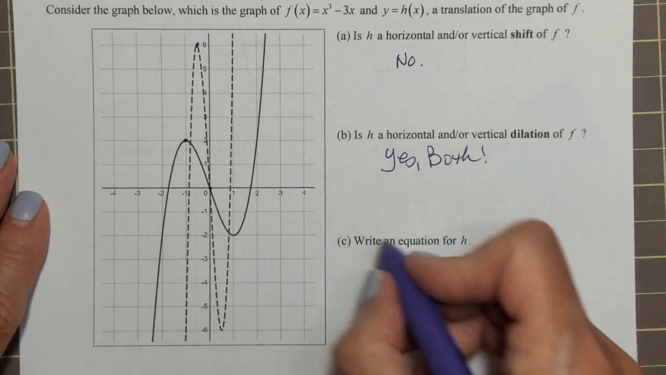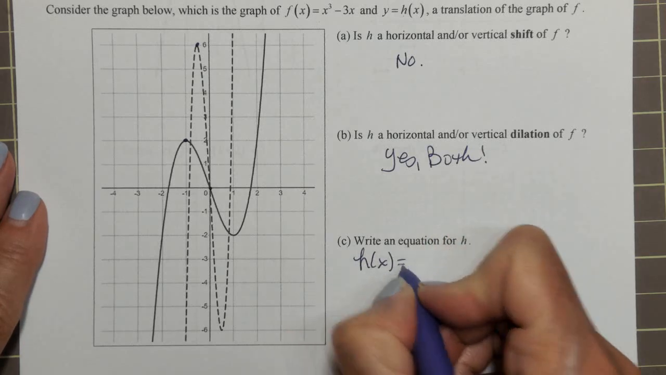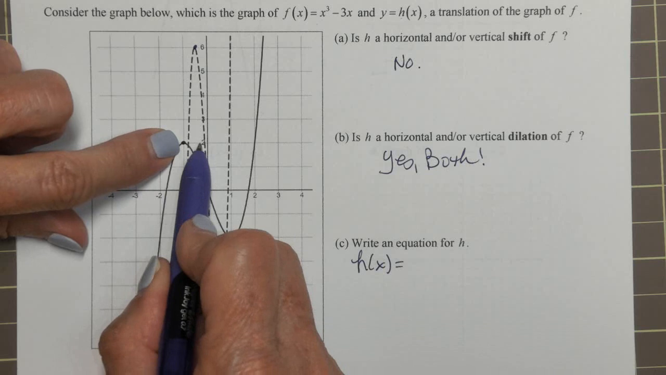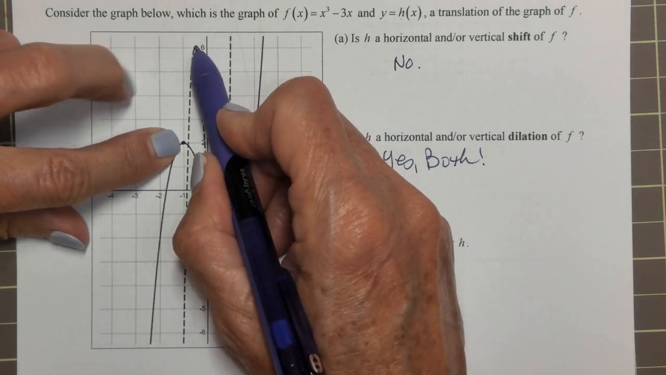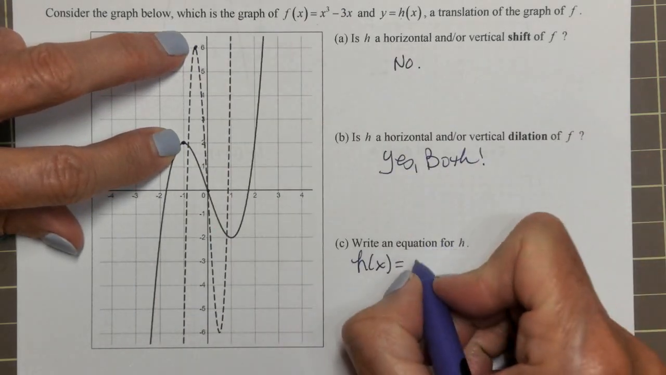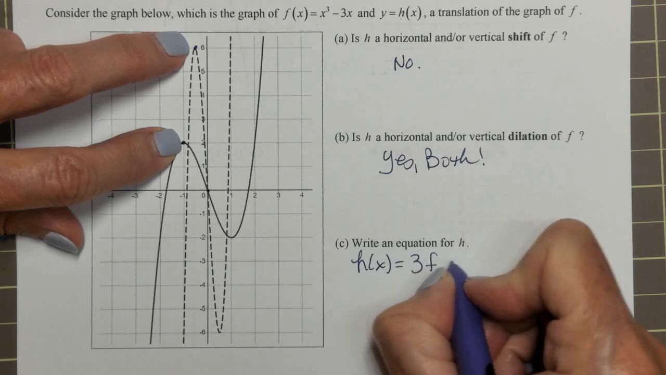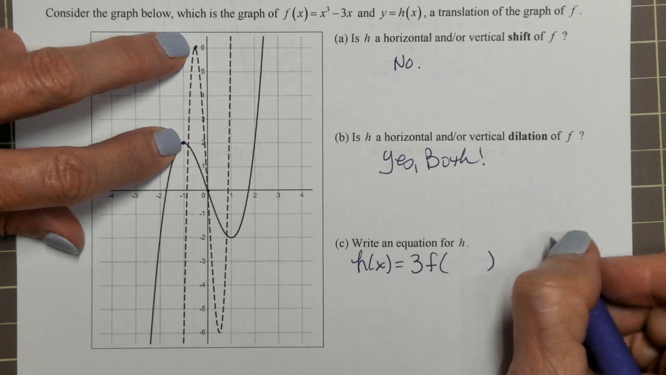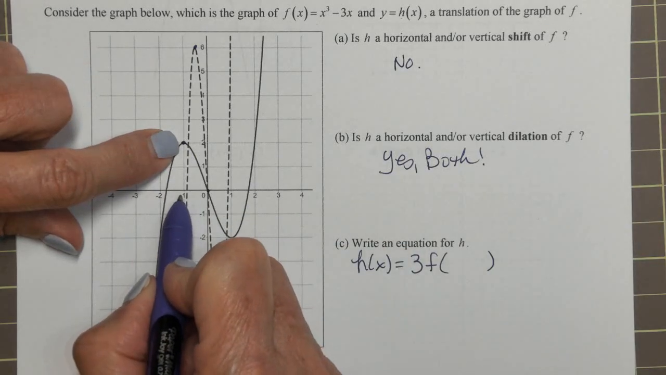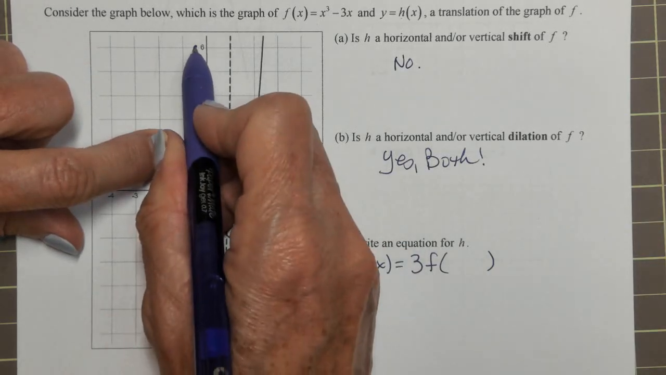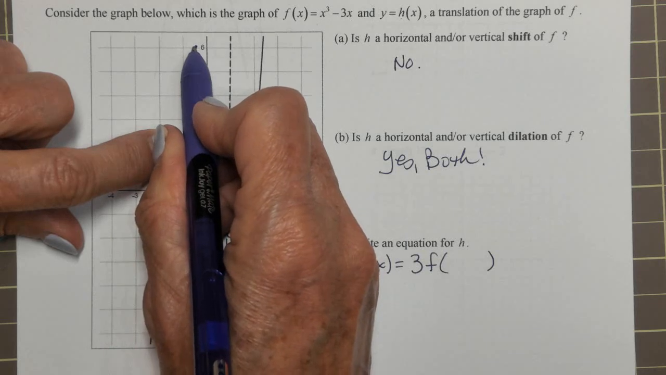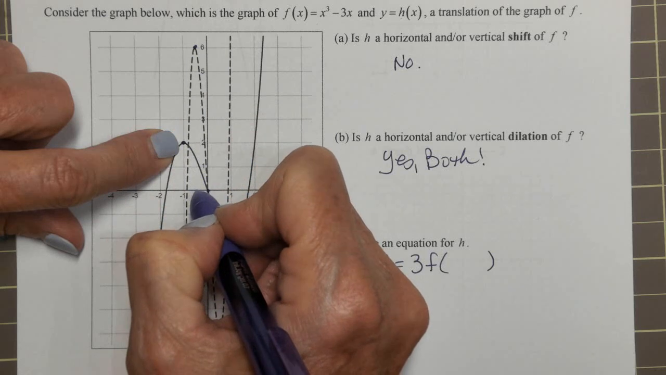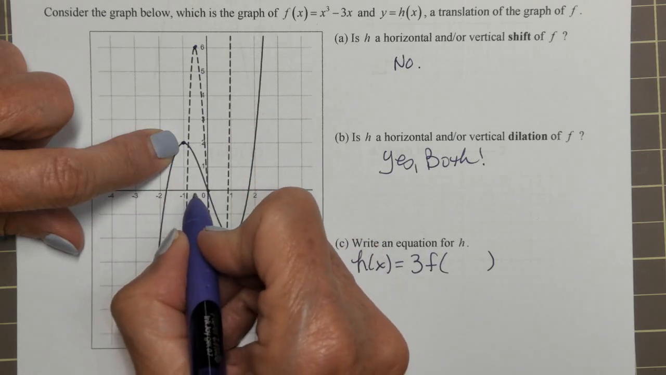All right, let's write an equation for h. Let's handle the vertical dilation first. We started at y is 2, and now we're at y is 6. What do you multiply 2 by to get 6? You multiply by 3. So 3 times f. Okay, now what happened to x? We started when x was -1, and now it appears, and you kind of have to approximate that, but it appears like it's at -1/2. So what do you multiply -1 by to get -1/2?